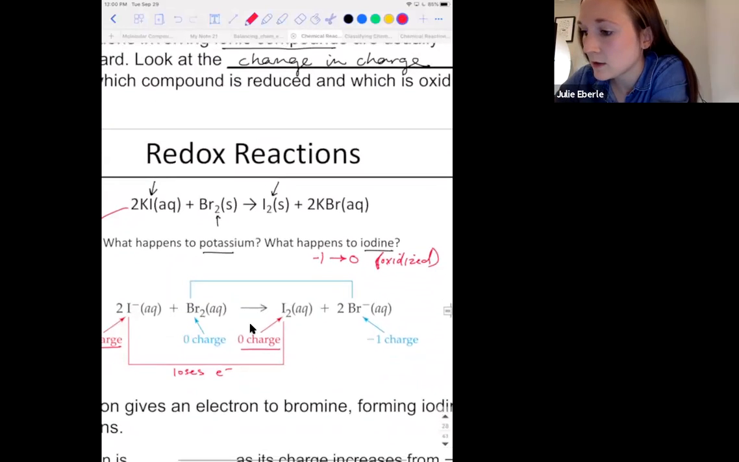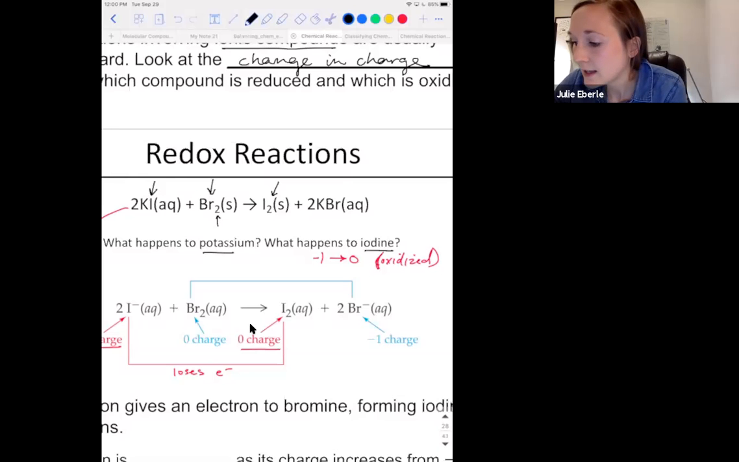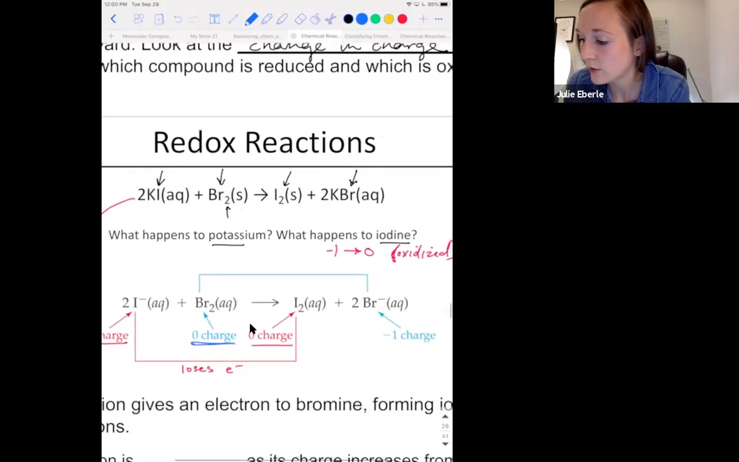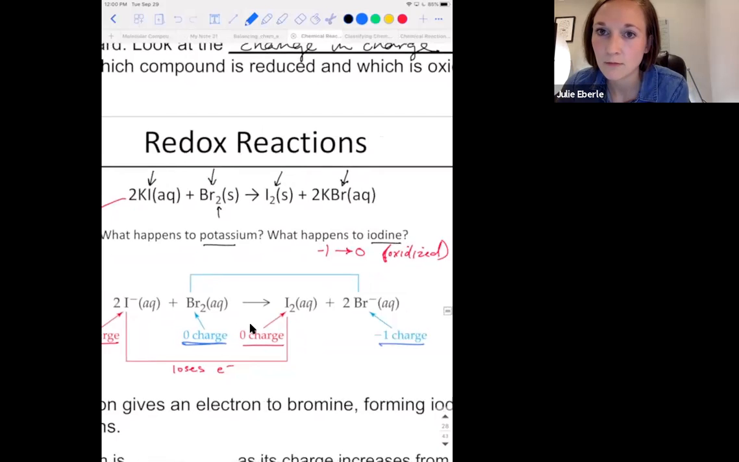Okay, so bromine, let's look at bromine. Bromine starts out right here. It has 0 charge, it's by itself. And on the product side, it's the anion. We know anions carry negative charge. So if you look at this figure down below, that's what we see. It starts out with 0 charge by itself. On the product side, it's a -1. So did it gain or lose electrons? It gains electrons.